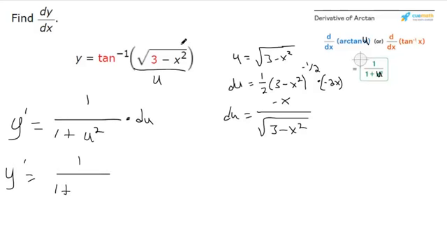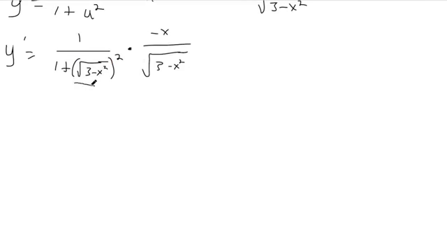Now if we plug back in our u that's in terms of x, we got square root of 3 minus x squared. That's being squared. And then it's times du, which is negative x over the square root of 3 minus x squared. So here, it's square root of 3 minus x squared that's being squared. So a power of 2 on top of a power of 1/2, they multiply to make a power of 1. So that first fraction can simplify to be 3 minus x squared.